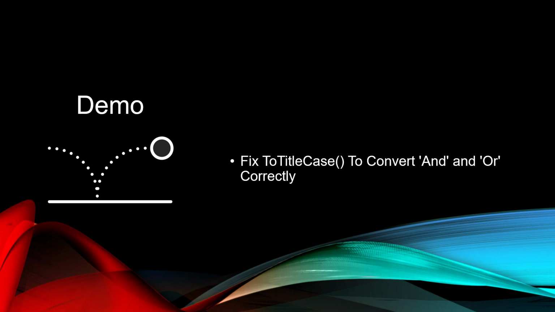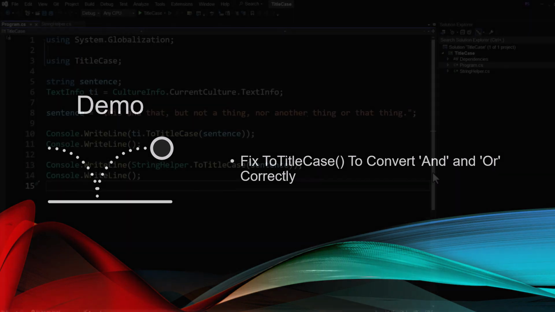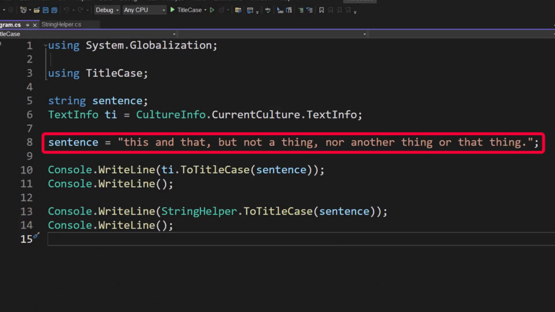I've created myself a little helper class that will fix these common things like ands, ors, buts, fors, things like that. I don't have any easy fix for those things like McDougal's or MacAndrews or things like that, but we can at least fix some common English words. So let's take a look. Take a look at the sentence on line 8. This and that, but not a thing, nor another thing or that thing.